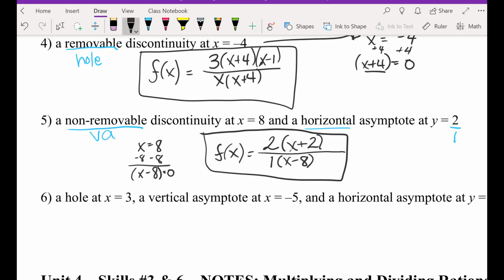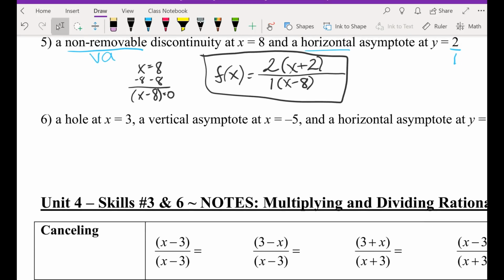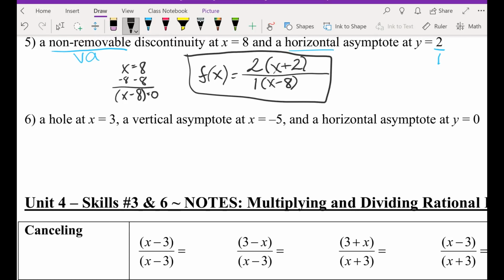All right, last but not least, number 6. 3 things. I need a hole at x equals 3, which means it's going to be generated by the factor x minus 3. I have a vertical asymptote at x equals negative 5. That's going to be generated from x plus 5. Horizontal asymptote at y equals 0. That means that the degree of the numerator is less than the degree of the denominator. Okay, here we go.